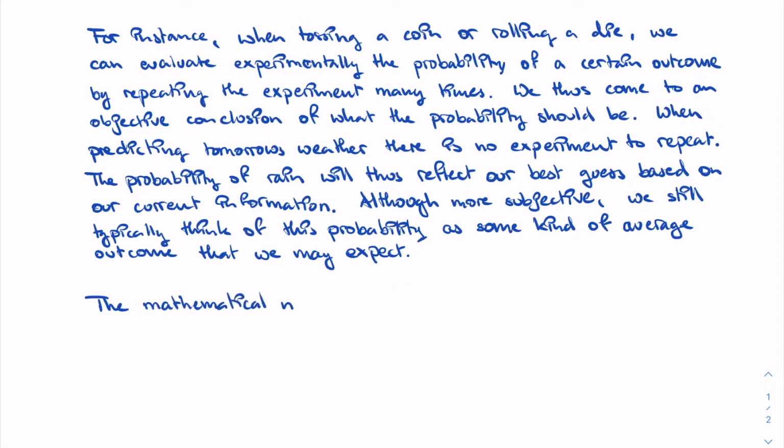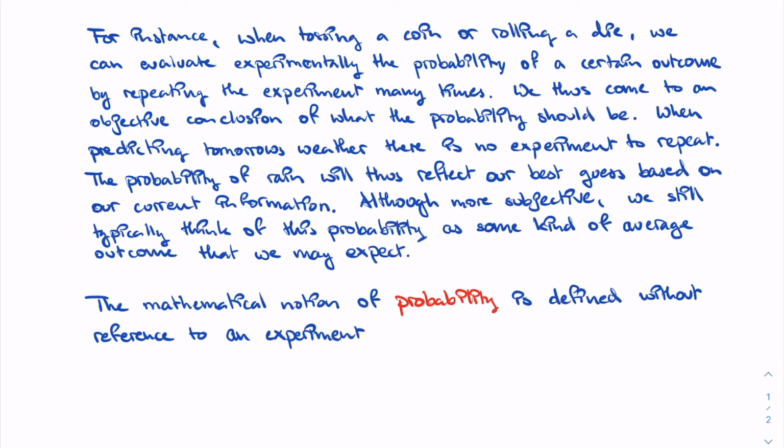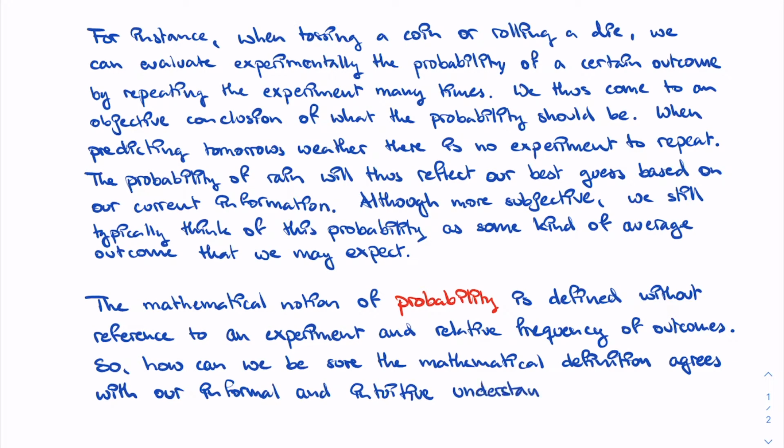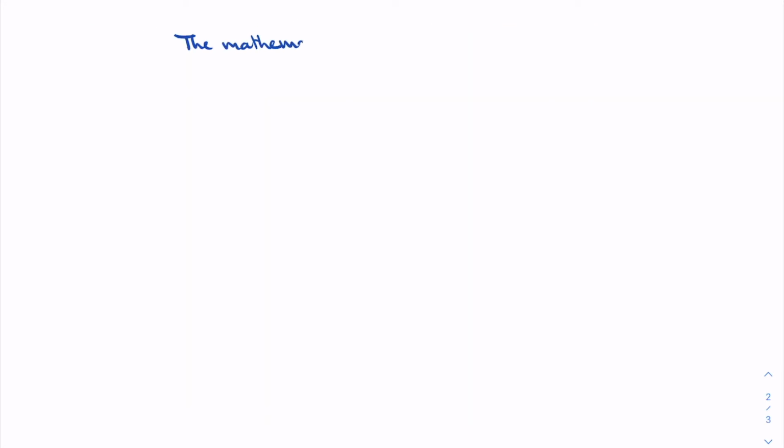The mathematical notion of probability is defined without reference to an experiment and relative frequency of outcomes. So, how can we be sure that the mathematical definition agrees with our informal and intuitive understanding of probabilities? In order to discuss this question further, let us first recall the mathematical definition.